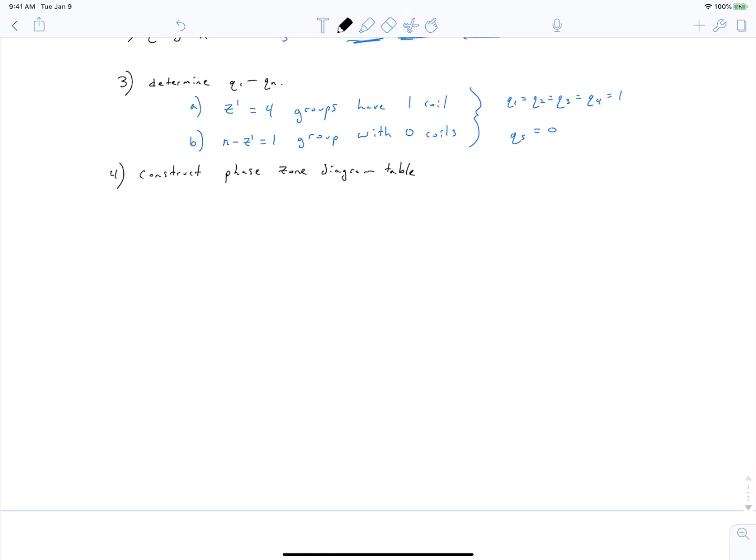Next, I want you to construct the phase zone diagram table that we introduced in our previous video on the design process, and do this for the base winding, and do the complete table that I worked in our example where we have the 2 additional rows on the bottom that indicate the number of slots in each zone, and then the slot number that starts a given zone. So press pause, give this a try, and press play when you're ready to watch me do it.